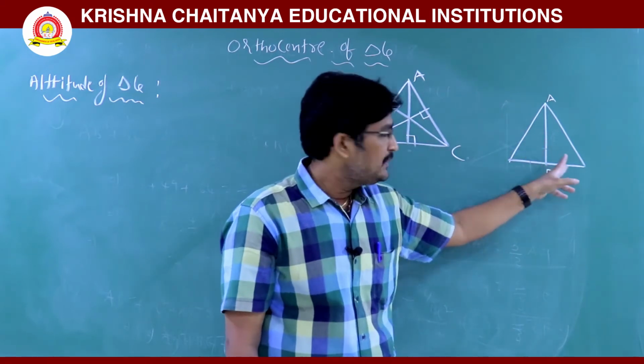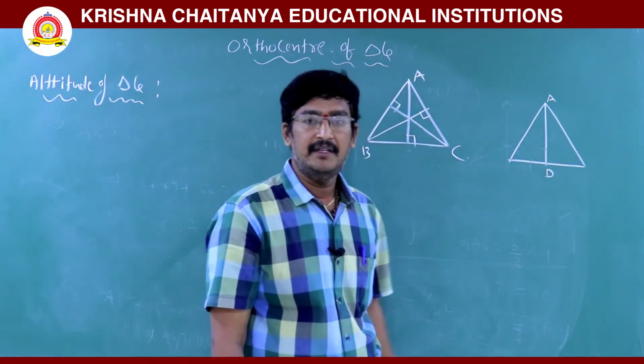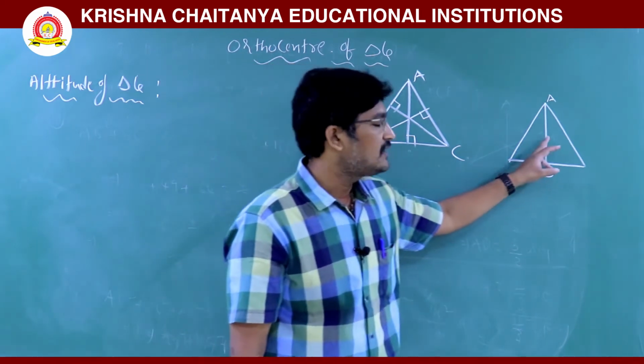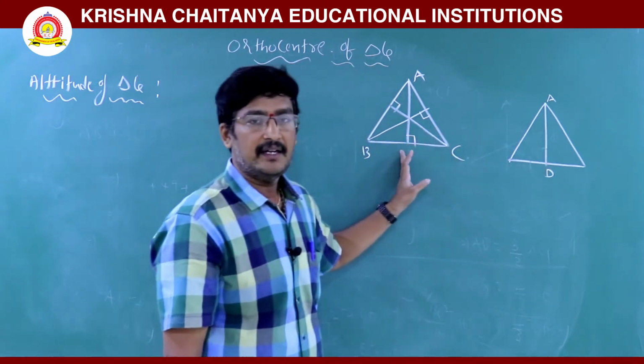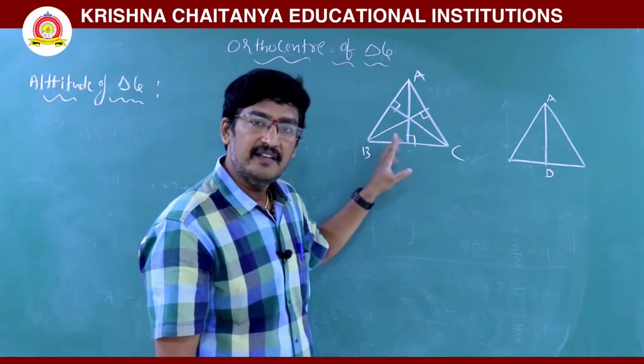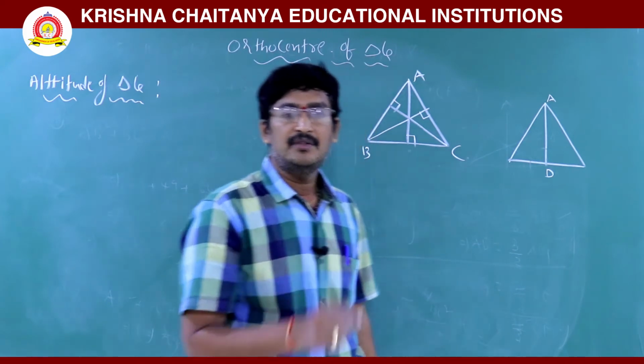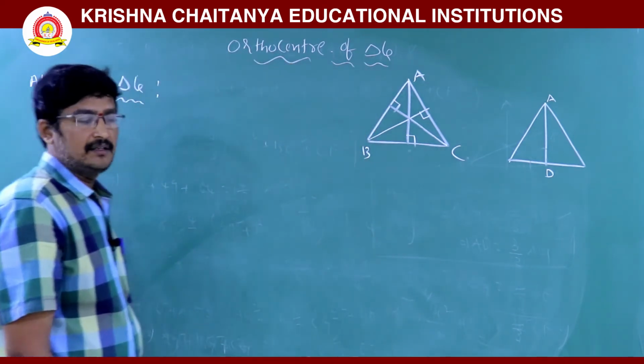In a triangle, there are three medians. Those three are concurrent. The point of concurrency is called the centroid. In every triangle, there are also three altitudes. The point of concurrency of the altitudes is called the orthocenter of the triangle.